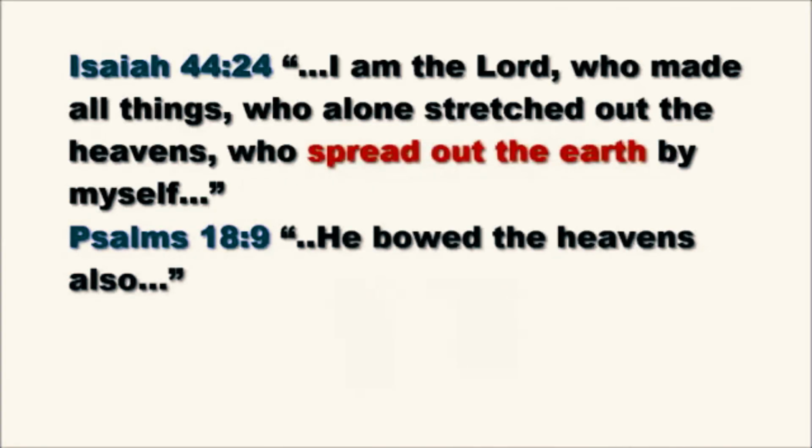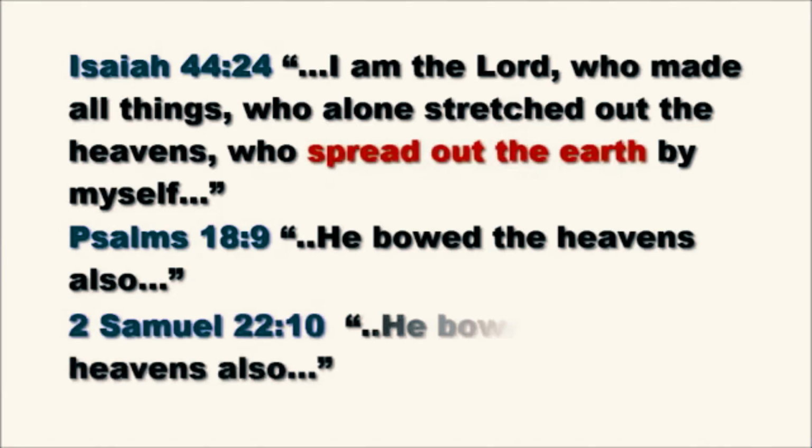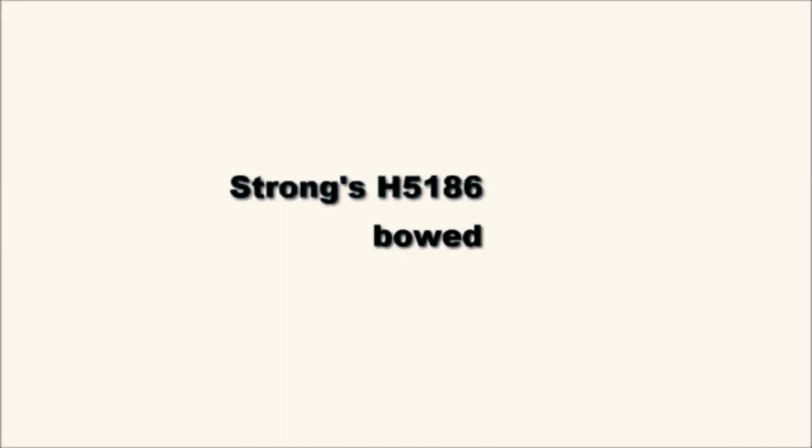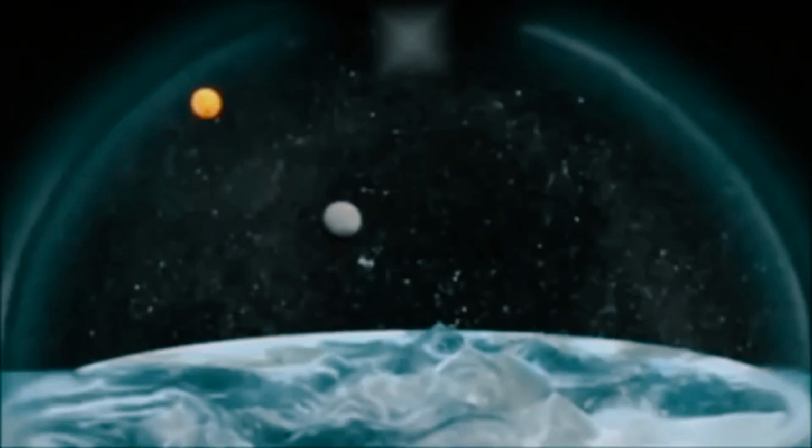Psalms 18, verse 9: he bowed the heavens also. 2 Samuel 22, verse 10 repeats Psalms. It says, he bowed the heavens also. Strong's number H5186 describes the word bowed as bend. The heavens bend around us. It's a domed heaven around a flat earth.